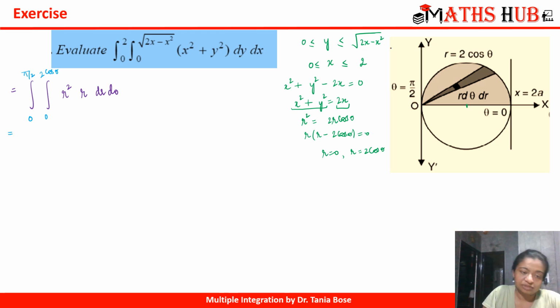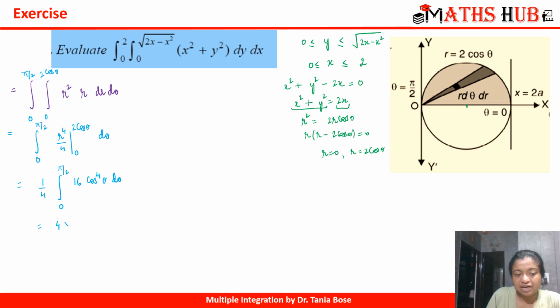So now let us evaluate this integral. We have r square times r, so we get 0 to pi by 2. The integration of r cube is r to the power 4 by 4, limits from 0 to 2 cos theta, with integration with respect to theta. I can take out 1 by 4 common. I get 0 to pi by 2, r to the power 4 will be 2 to the power 4 cos theta, so it is 16 cos to the power 4 theta d theta. So 16 and 4 cancel, and we have 4 times the integral from 0 to pi by 2 of cos to the power 4 theta d theta.